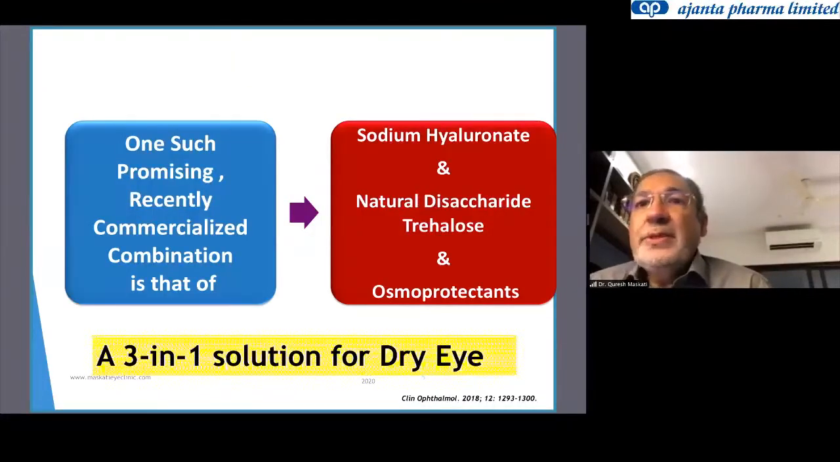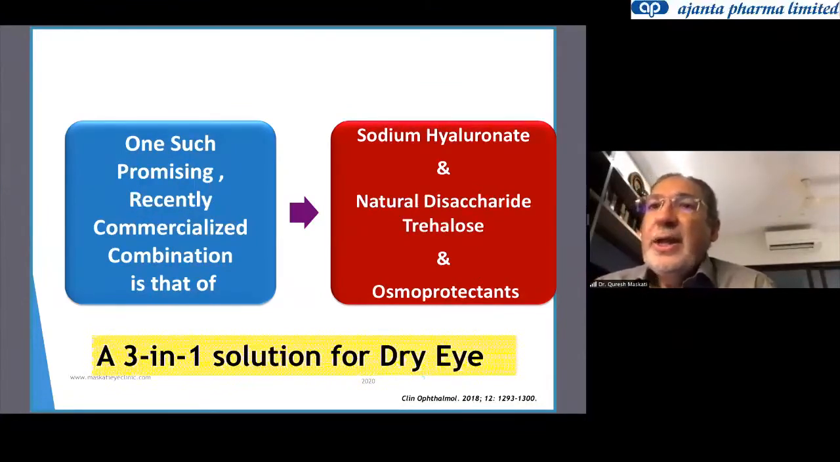So one such promising, recently commercialized combination is that of sodium hyaluronate. I'll call it HA from now on, or SH, sodium hyaluronate or hyaluronic acid, and the natural disaccharide trehalose, which Dr. Rohit Shetty spoke about in glowing terms for keratoconus. So since this is a talk on keratoconus, I thought I would talk about a drug which is HA with trehalose and some osmoprotectants, indeed a 3-in-1 solution for dry eye.